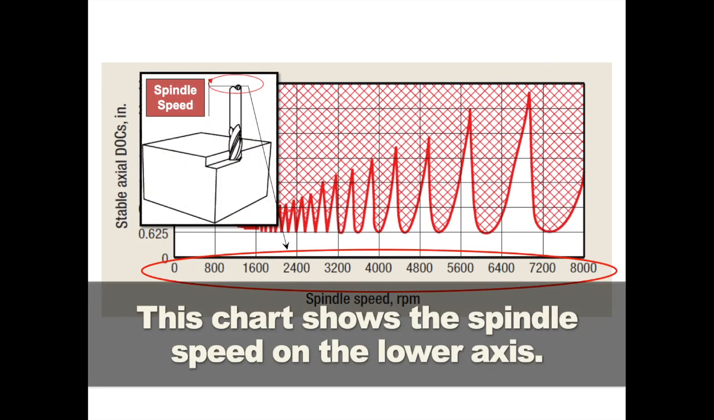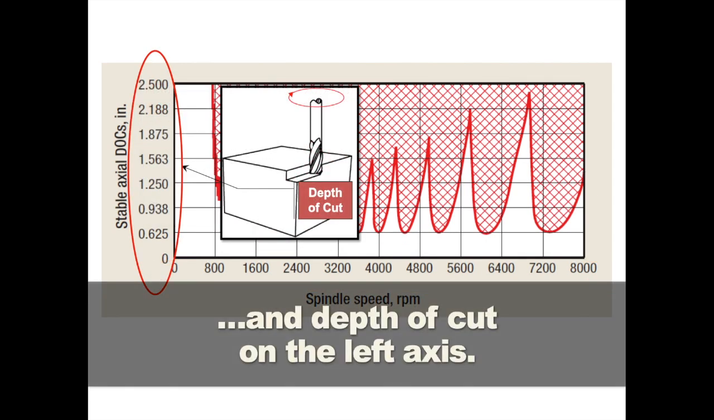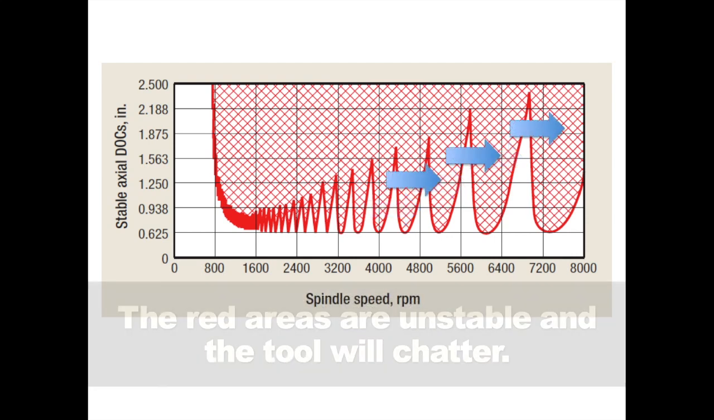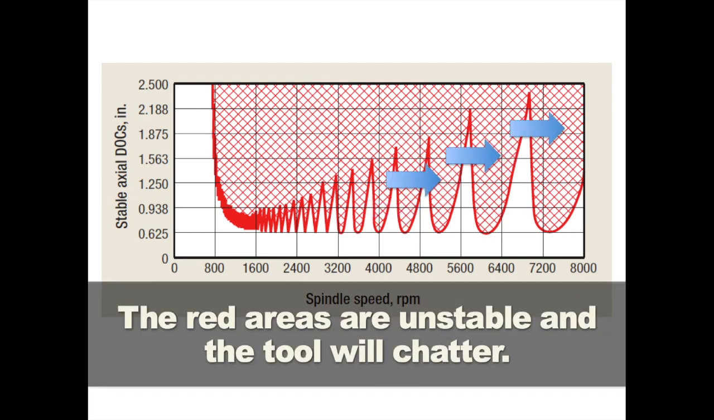This chart shows the spindle speed on the lower axis and depth of cut on the left axis. The white areas are stable, where the timing of the two frequencies are correct. The red areas are unstable, and where the tool will chatter.